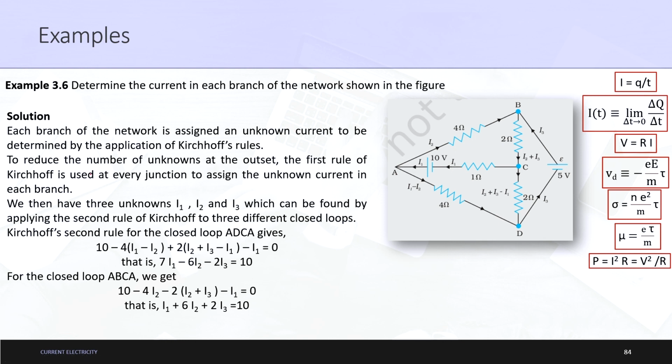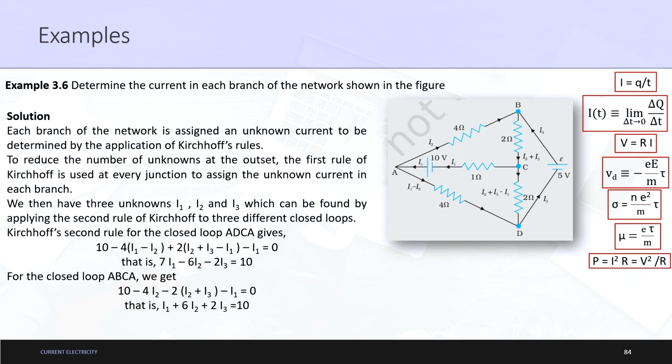So, to reduce the number of unknowns at the outset, the first rule of Kirchhoff is used at every junction to assign the unknown current in each branch. Next, we then have 3 unknowns, that is I1, I2, I3, which can be found by applying the second rule of Kirchhoff to 3 different closed loops. So, what are the 3 closed loops which they take into consideration?